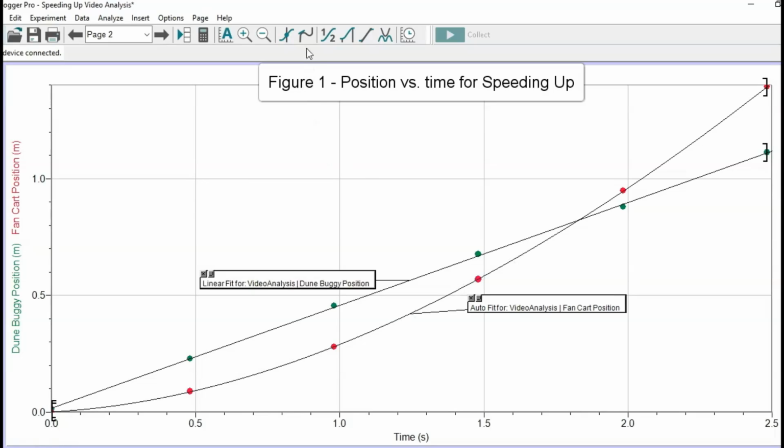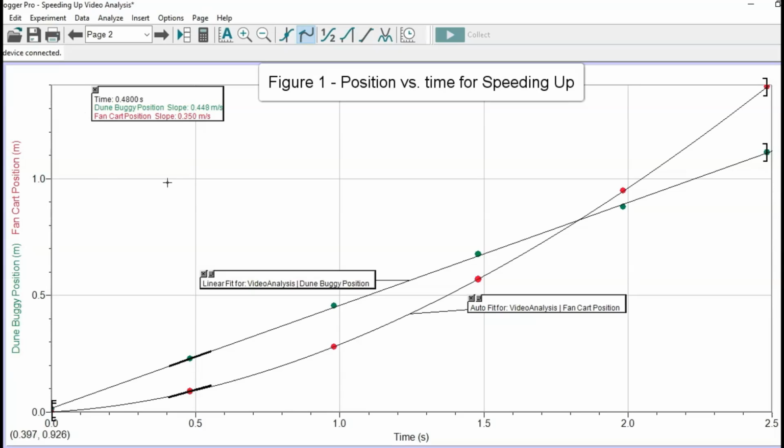And we can turn on our tangent line function. This is just a neat function that we can put over each data point. So here you can see the tangent lines for the dune buggy and for the fan cart. And up here you can see the slope. So the dune buggy is going faster. It has a slope of 0.449 meters per second. The fan cart, only 0.251 meters per second.